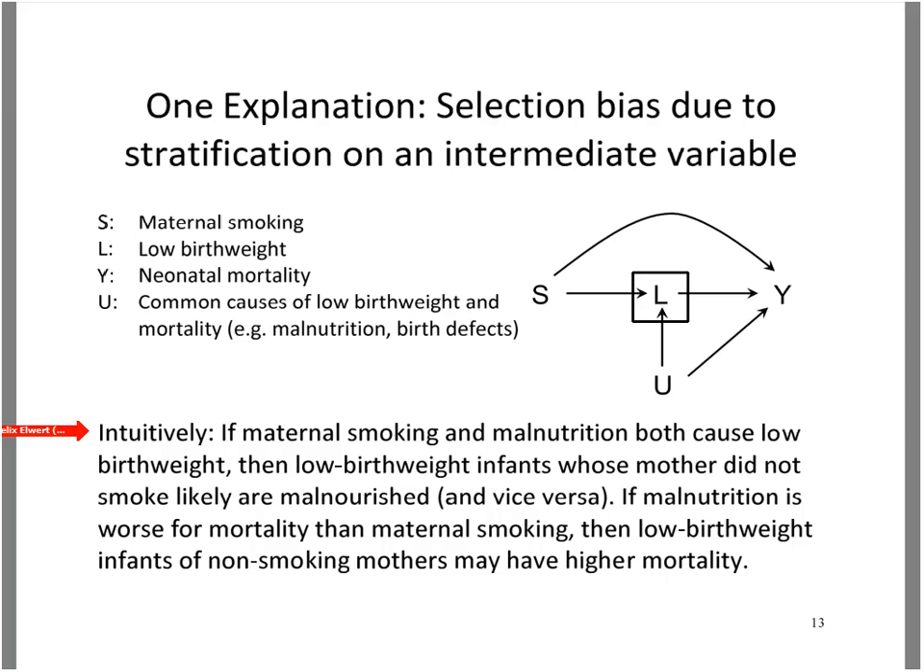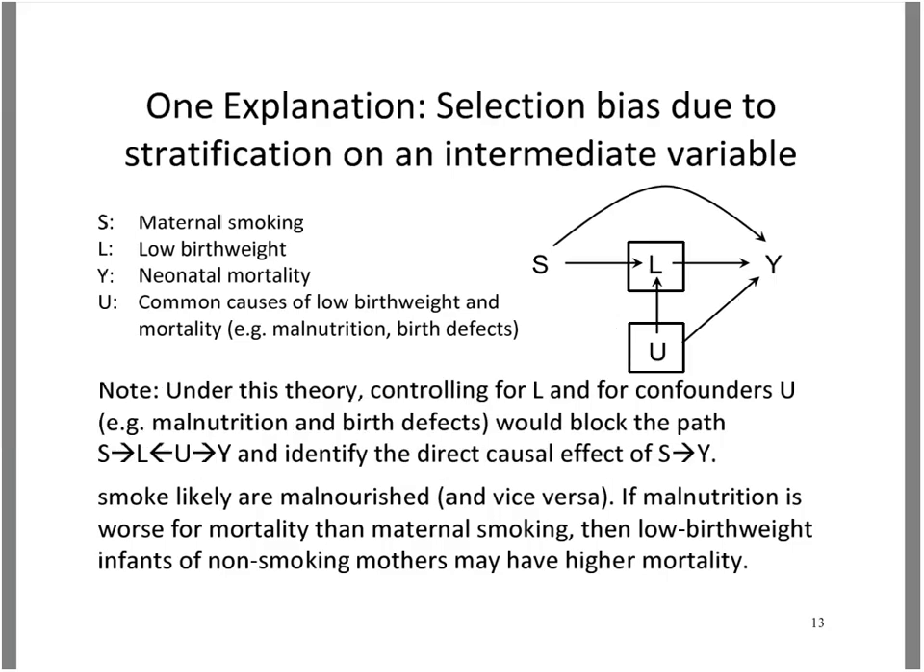Now, the larger lesson here is that conditioning on an intermediate variable is generally a bad idea if we're trying to estimate a total causal effect. So if we want to know, is smoking bad for neonatal mortality, we probably should not have conditioned on that intermediate variable, because doing so almost certainly induces bias of the type that we have analyzed here. And this type of bias is what we call endogenous selection bias, inasmuch as intermediate variables are likely colliders on non-causal paths.